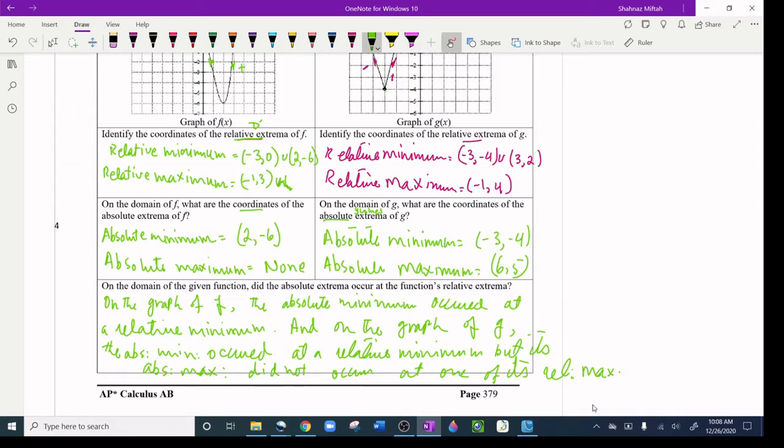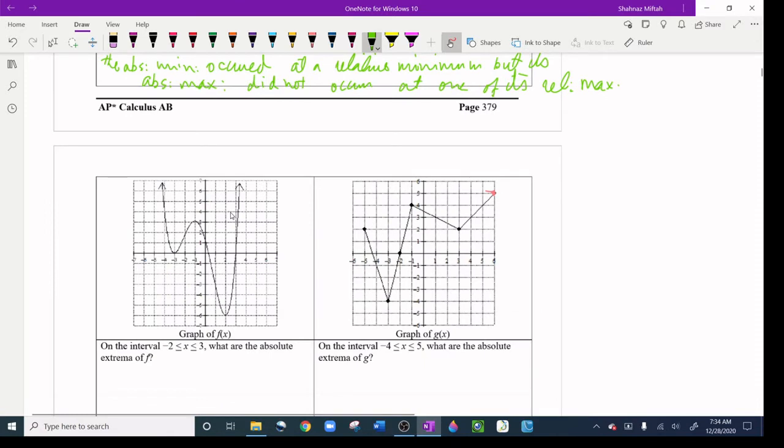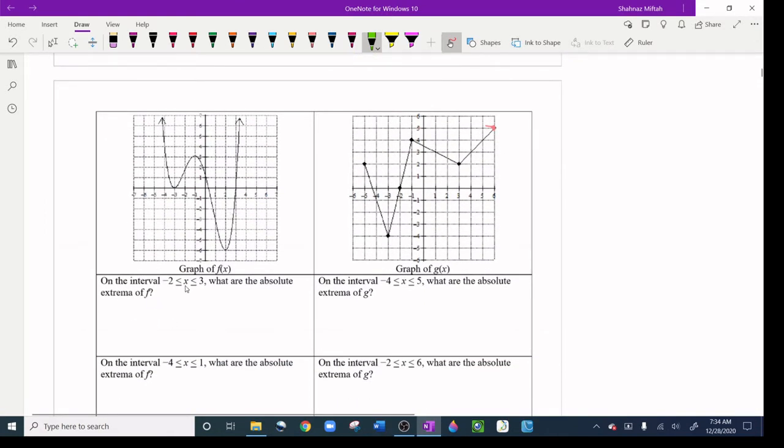Let's see the next one, how it goes on the intro. On this question, on the interval -2 to 3, what are the absolute extrema of f? So I'm going to highlight -2 to 3. This is -2 right there, all the way to 3. So I'm going to go in green all the way to 3. And then we find the absolute maximum and absolute minimum.